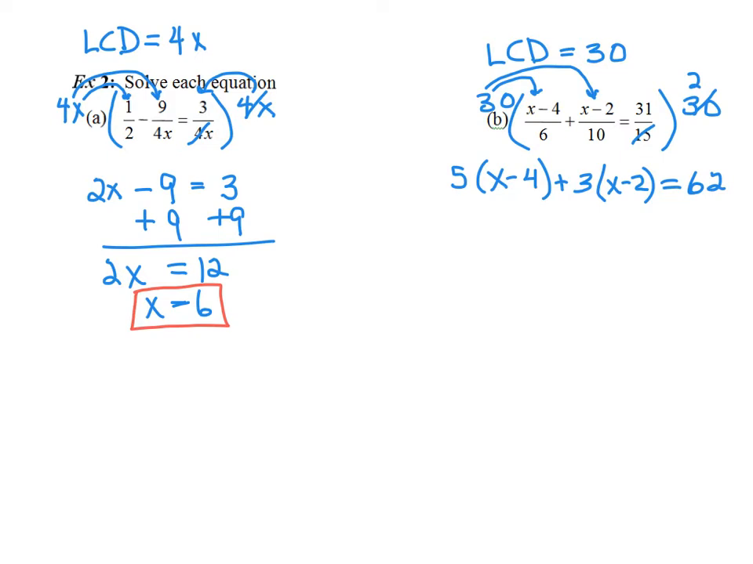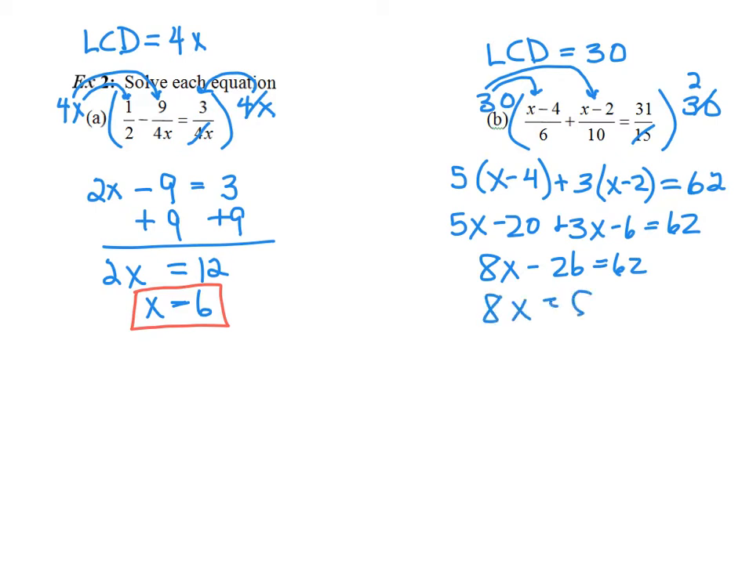So go ahead and distribute on the left. So I've got 5x minus 20 plus 3x minus 6 equals 62. So I've got 8x minus 26 equals 62. Add 26 to both sides of the equation. So 8x is equal to 88. X is equal to 11.